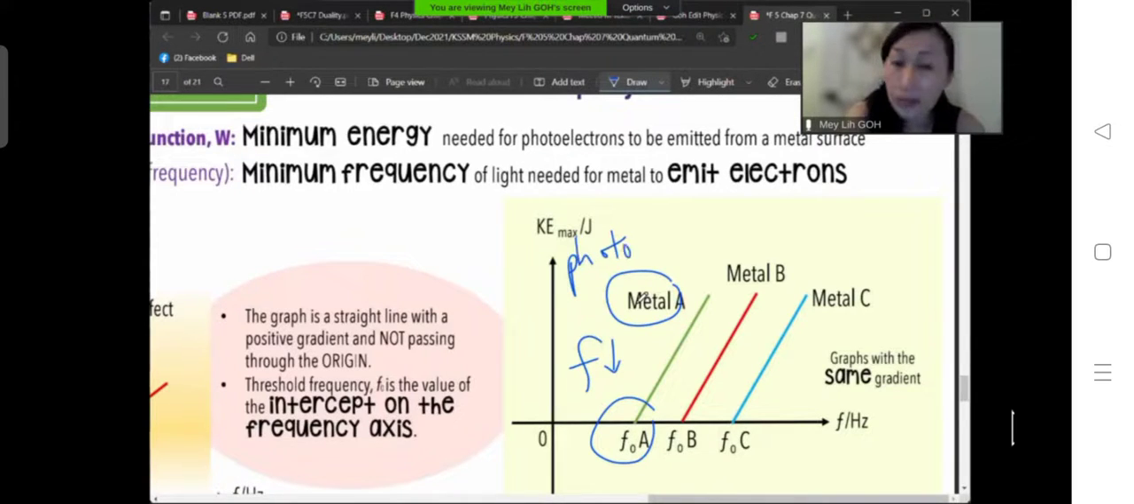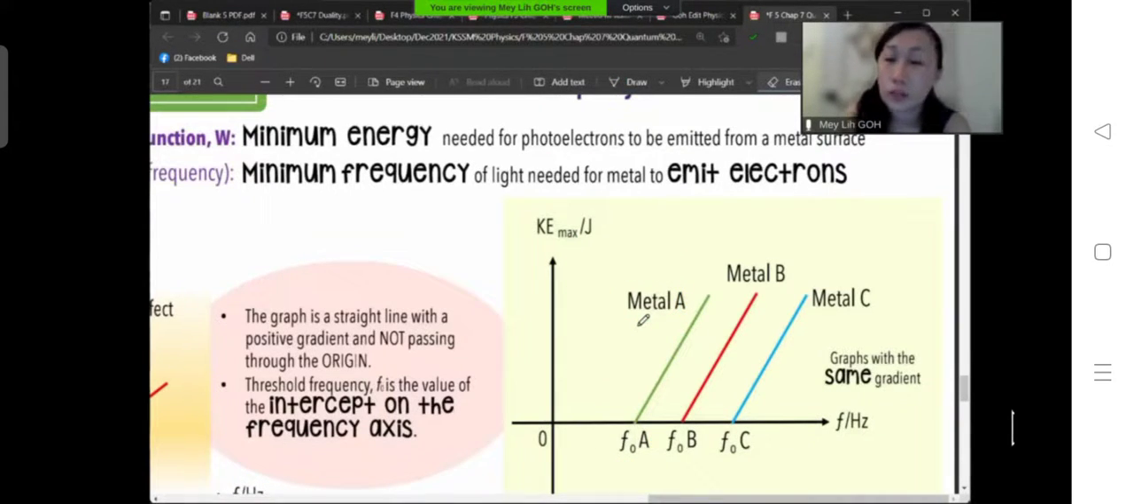It is a metal that is more sensitive. A photocell is like a diode, an electronic component. Metal A is suitable because it has a lower threshold frequency. Metal A will release electrons more easily and show the photoelectric effect more obviously. Another thing we can interpret from this graph is that these three metals have a special characteristic: they all have the same gradient.